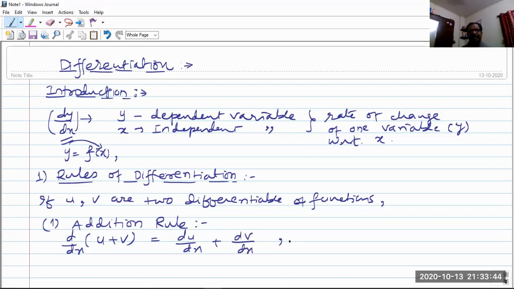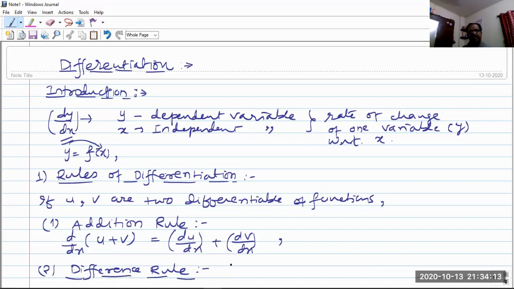It is so simple. The addition rule means the derivative of the sum of two functions is equal to the sum of their derivatives, that is, the derivative of u with respect to x plus the derivative of v with respect to x. That is so simple. The second rule, obviously, is the subtraction or difference rule. It is the derivative of the difference of two differentiable functions of x.